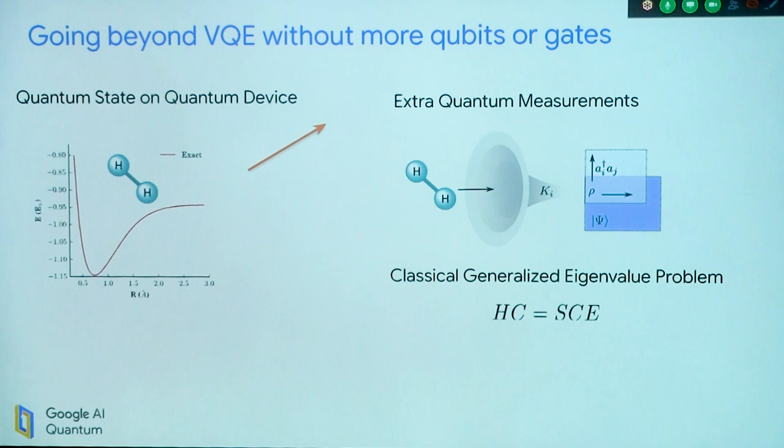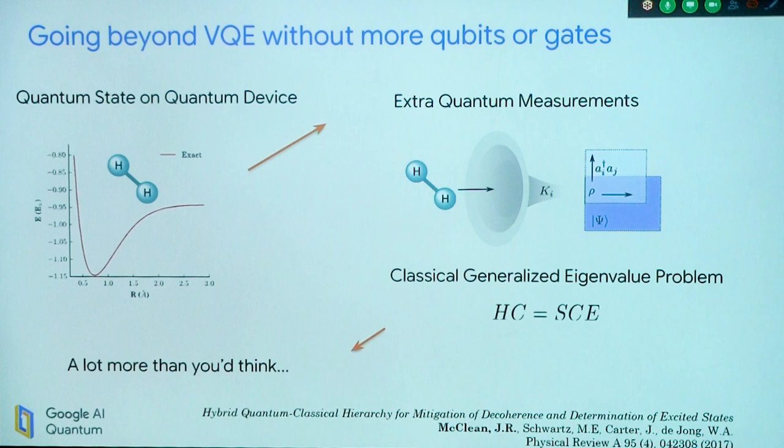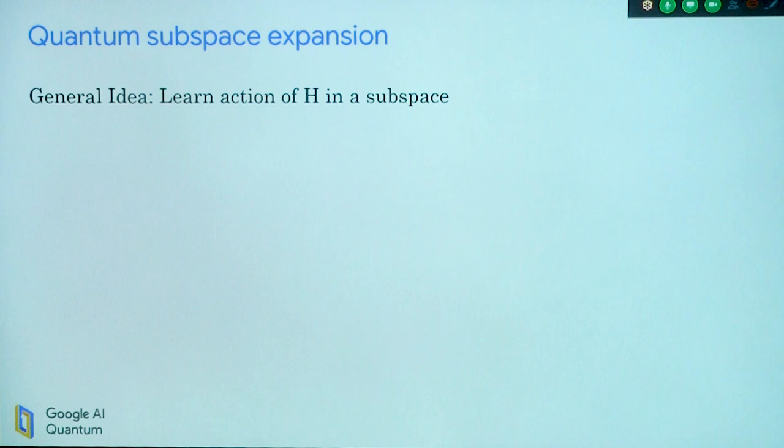One of the things I won't talk about is that it actually allowed us to go outside of the original basis set. And it did get us excited states. But for the purposes of this talk, I'm going to focus on one aspect that is more interesting for near-term applications, which is its ability to correct incoherent errors, which is a bit surprising. So how does this method actually work? I want to give you at least an intuitive or pictorial mathematical picture of what's going on.